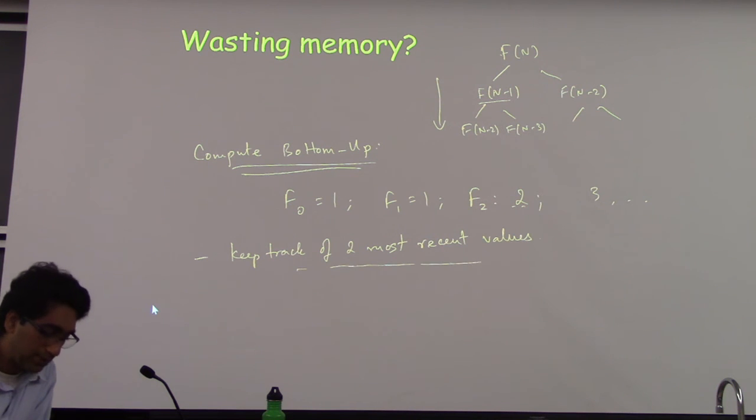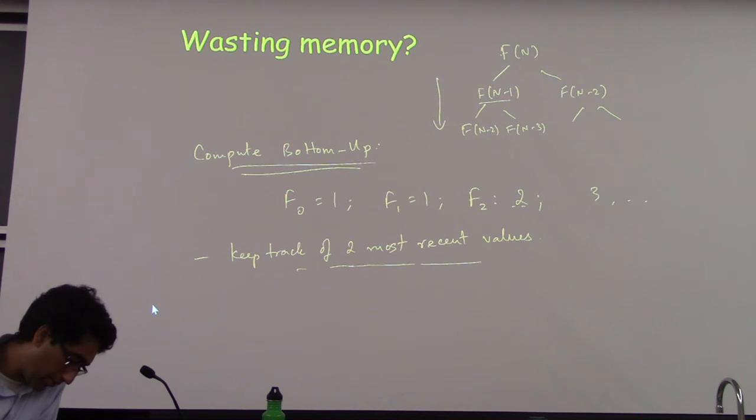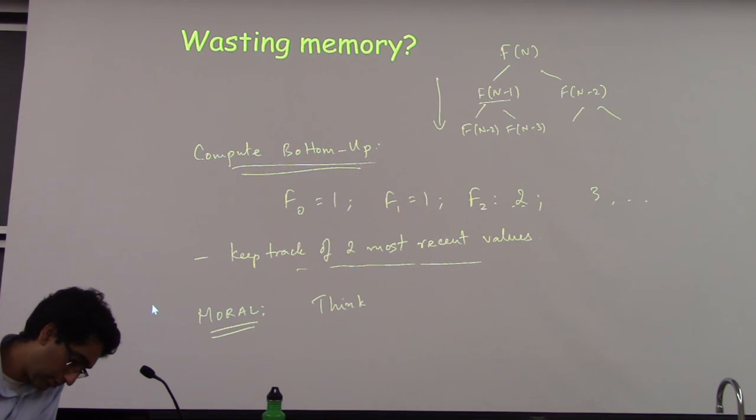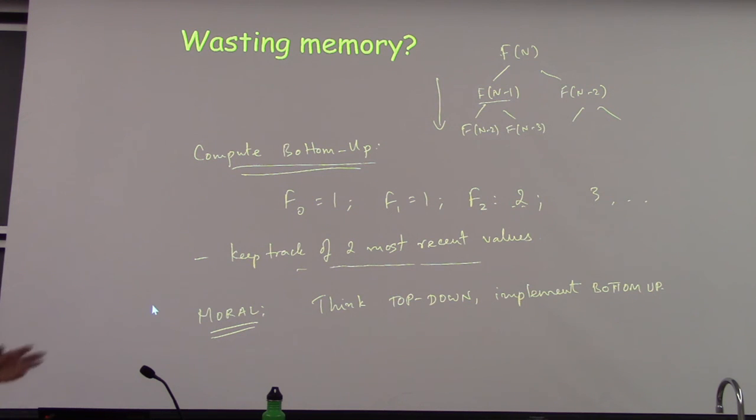Let's not get into the details. It's very straightforward. But the moral is something that you should keep in mind, which is you think recursively but implement bottom up. Think top down, implement bottom up. Sometimes this memoization type algorithm works just fine. Doing this doesn't give you much more of an advantage, but it's good to keep this in mind. So, any questions about this Fibonacci example?